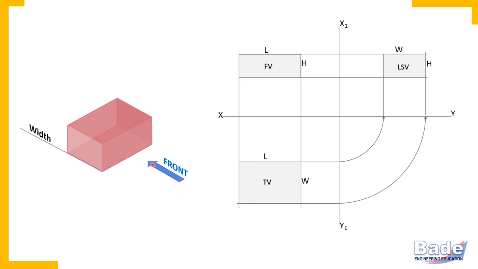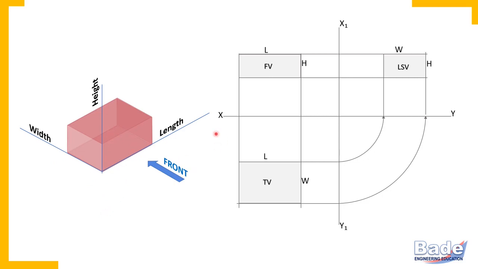Now the dimension parallel to this arrow is width. The direction of observation for the front view, parallel to this direction, is width. This is length then, and the vertical axis is always height. So the height axis is vertical and the length and width axes appear at an angle of 30 degrees in an isometric view. Isometric view is a three-dimensional view.